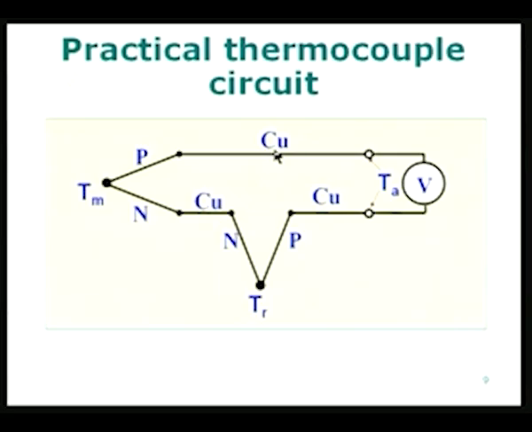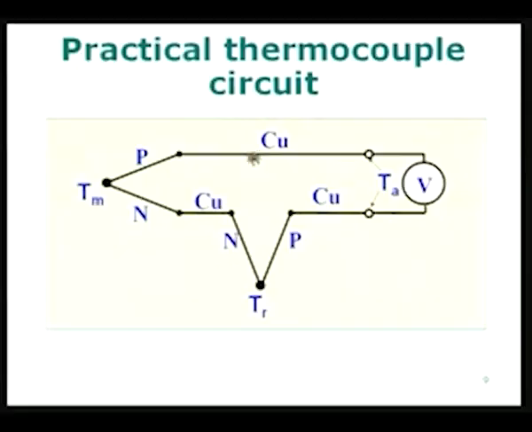Copper wire is available in good purity and also uniform quality, and it is much cheaper compared to the thermocouple wires, maybe a factor of 25 or 50, that is the cost ratio. So, the advantage of using a practical thermocouple circuit is that I am going to substitute the P wire by a copper wire, and the N wire by a copper wire.